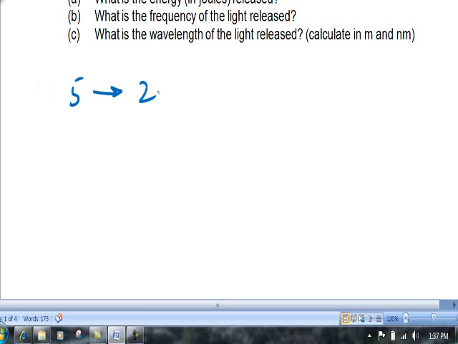Now when we go from a high energy level to a low energy level, what happens is light gets released to take care of that transition in energy. 5 is high energy, 2 is lower energy. When we jump down, the energy has to go somewhere. It gets released from the atom as the electron jumps down in the form of light energy. When one electron makes one hop, it releases one photon of light.